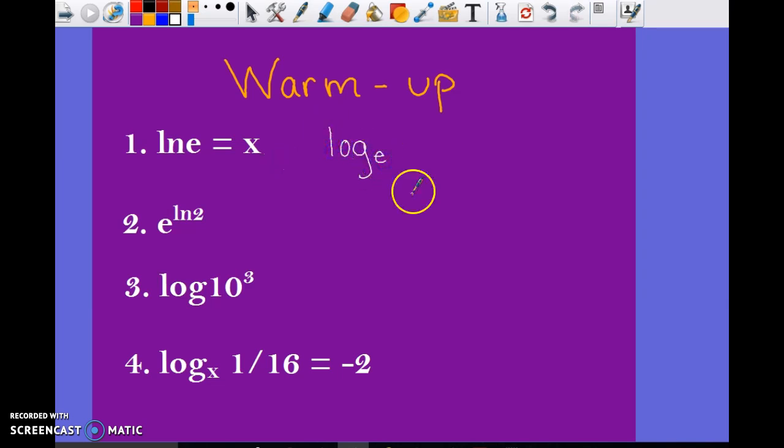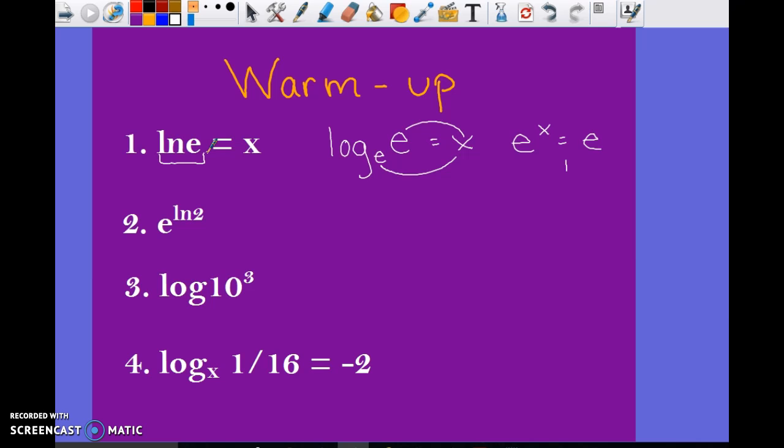ln is the same as log base e, and then you have a big E. So e to the x equals e. What does x have to be? 1. Anytime you see e and ln, they're going to cancel out. So ln and e just makes a nice little 1.